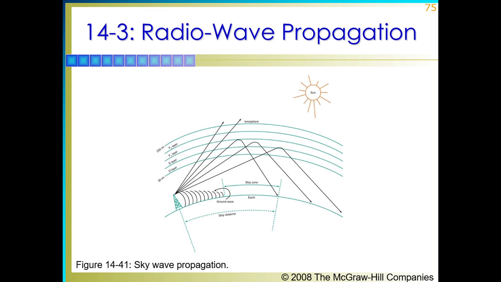In this figure, the bending of the signal is caused by refraction in the region of the upper atmosphere, known as the ionosphere. Ultraviolet radiation from the sun causes the upper atmosphere to ionize, that is, to become electrically charged.